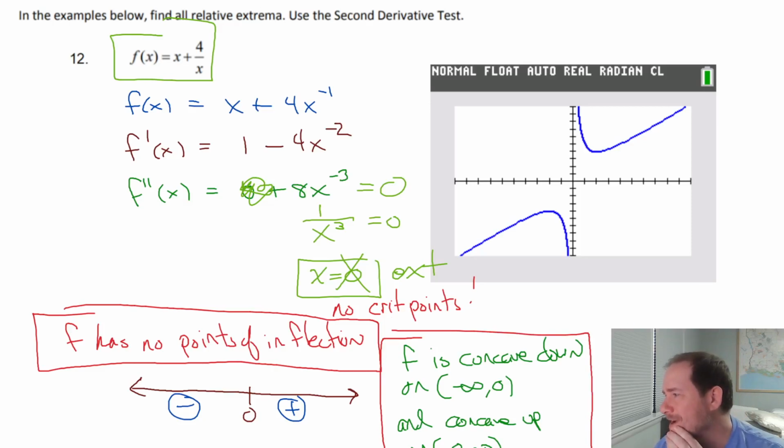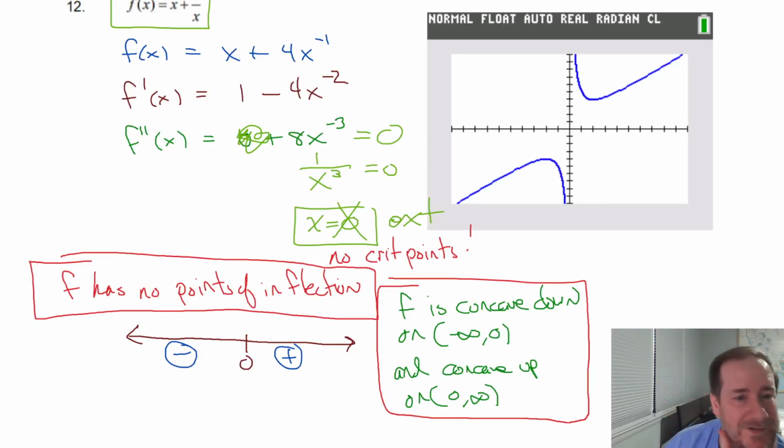And it's dawning on me right now, and I'm a little aggravated with myself, but you are, of course, supposed to be justifying these answers. So there's no point of inflection because the second derivative never equals 0, right? And f of x is concave down on this interval because f double prime is less than 0, right? Make sure you include those justifications.